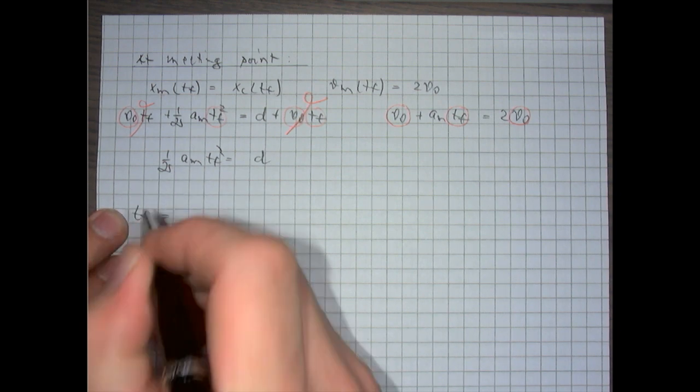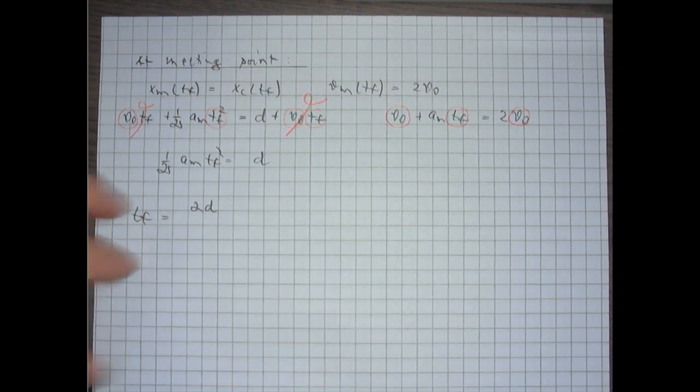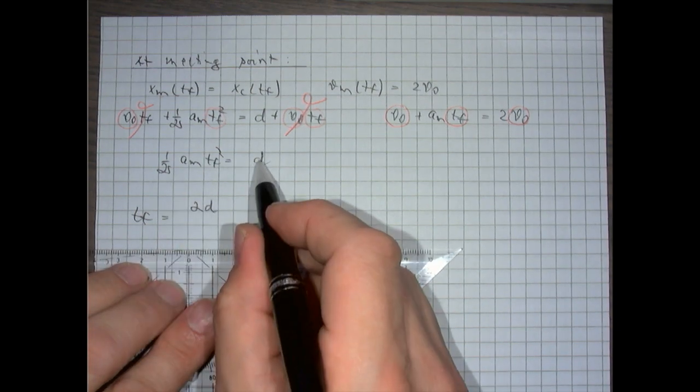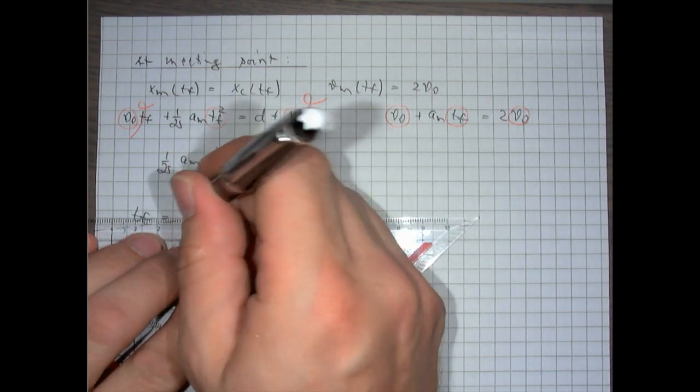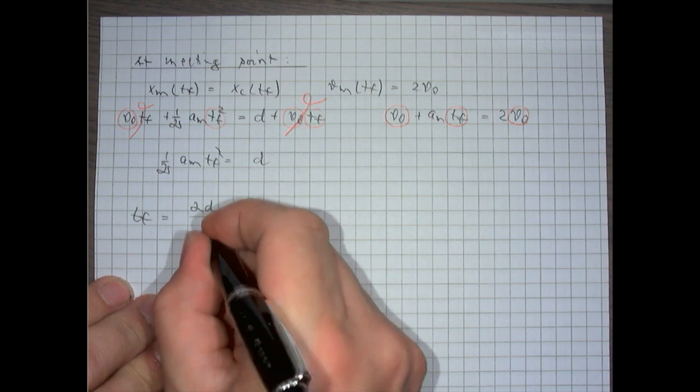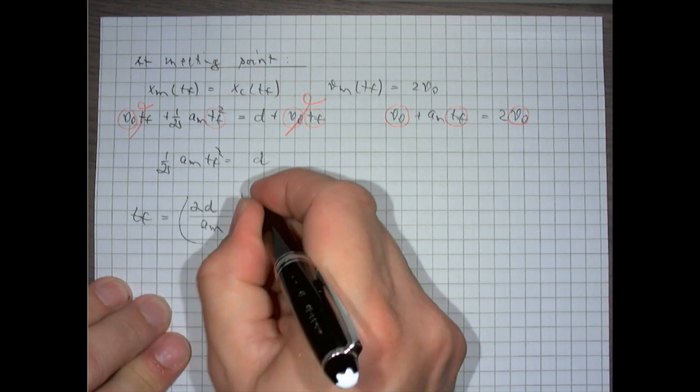So tf is therefore 2d. So you multiply this 2d and divide by the known acceleration, so divided by am, and then the square root of that.